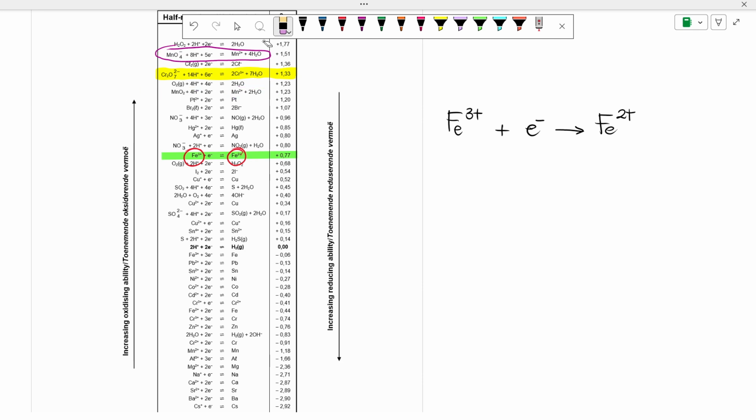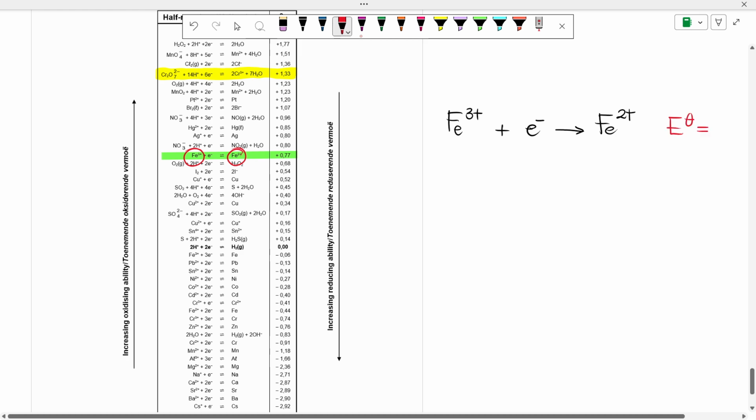Yes. All right. So I'll write the E naught of the Fe. E naught is equal to plus 0.77, and then I'll also copy out the Cr2O7 2 minus plus 14 H plus 6 electrons. This is just me writing it out the way I find it in the table. 2 Cr 3 plus 7 water molecules.